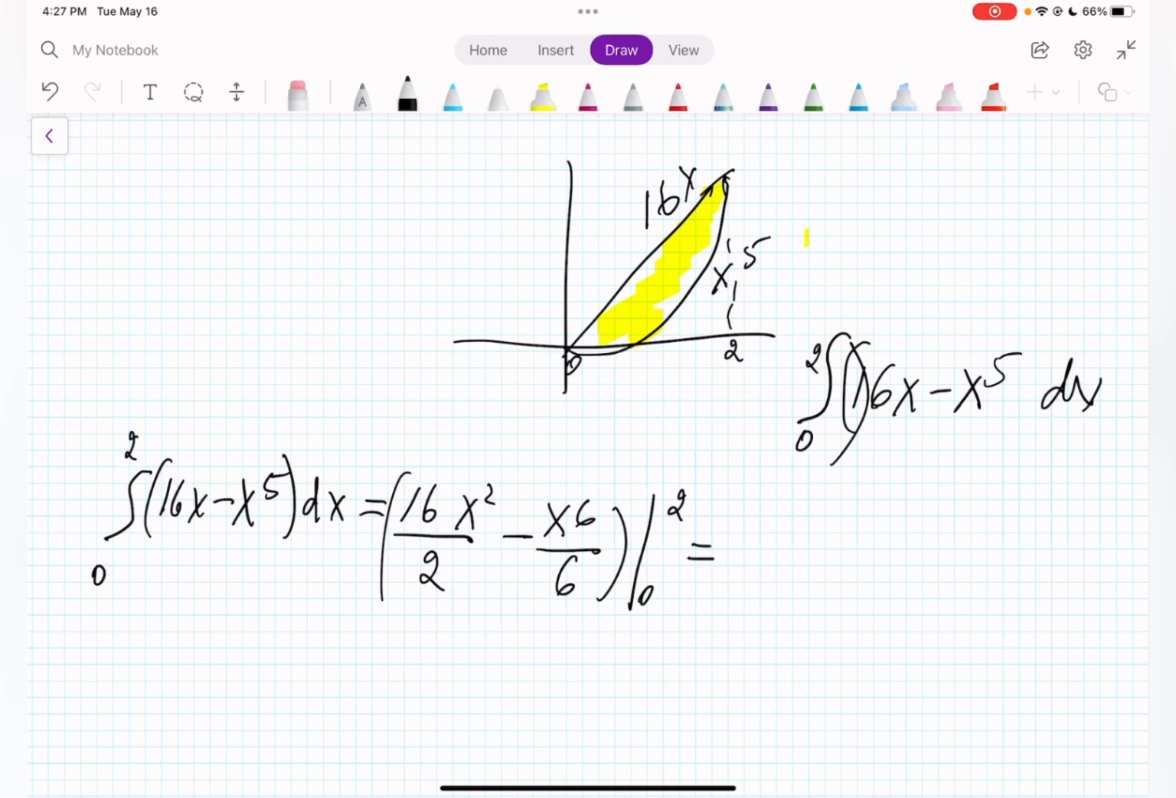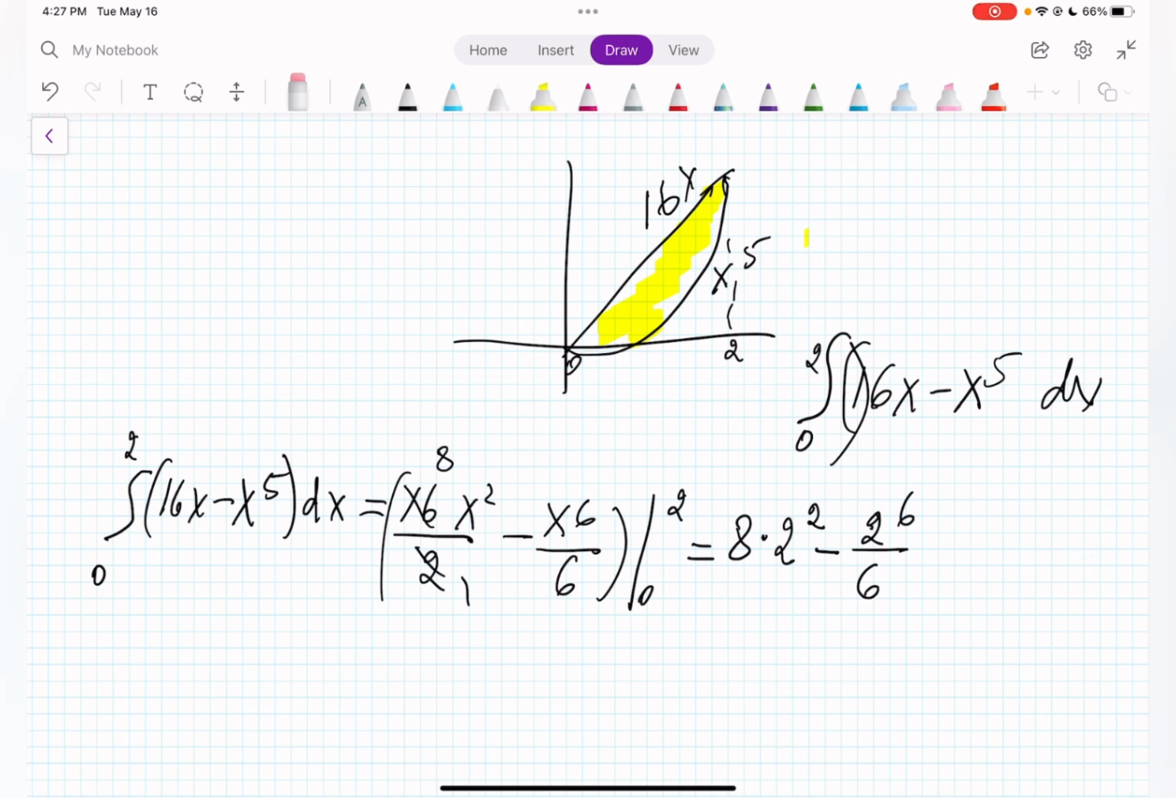So we get 16 and 2, 1 and 8, right? So we are getting 8 times 2 squared. I'm plugging 2 everywhere right now, minus 2 to power 6 over 6, and then minus now I'm going to plug 0. Okay, so this is going to be 0 and 0, so okay, we are done. There is nothing in there.